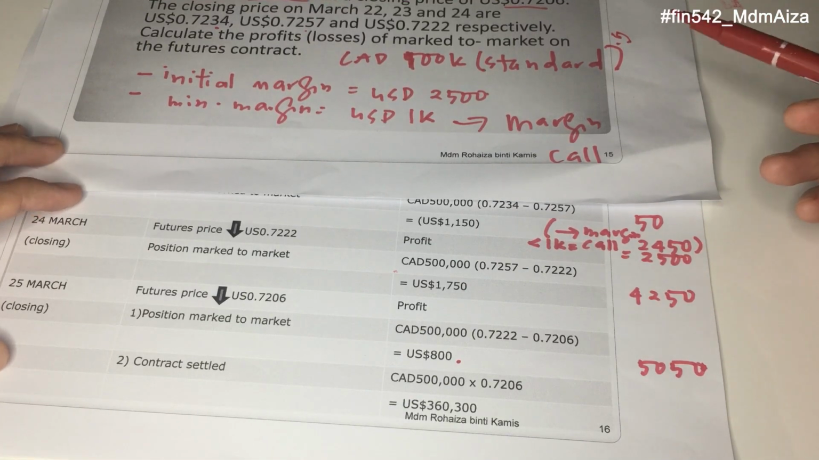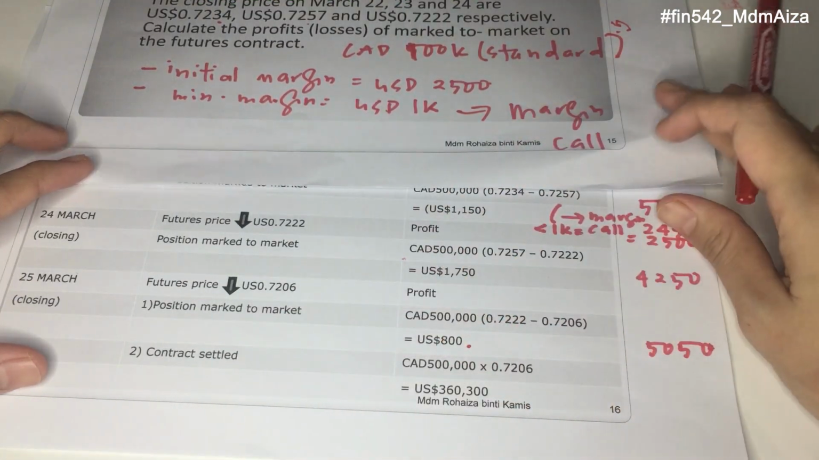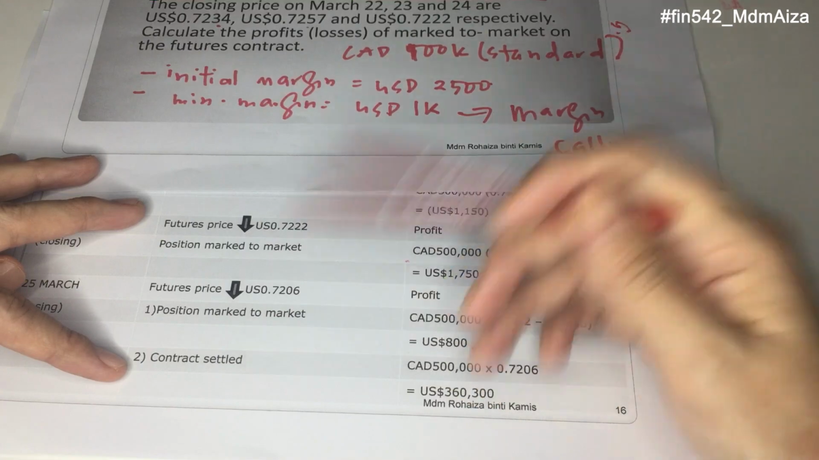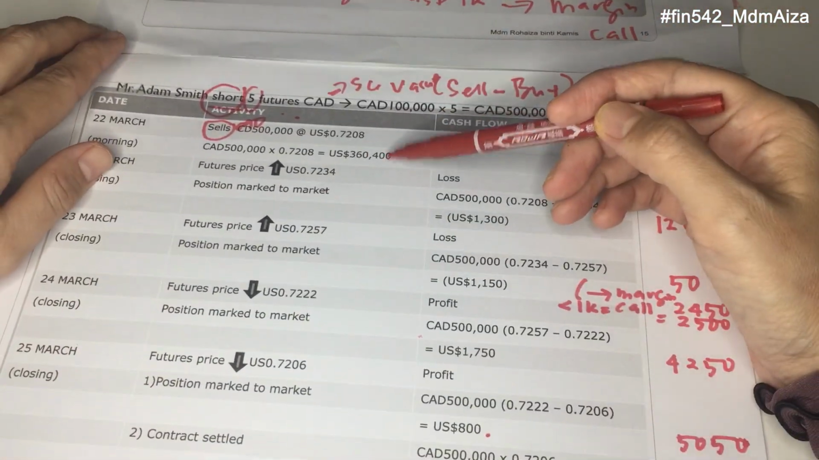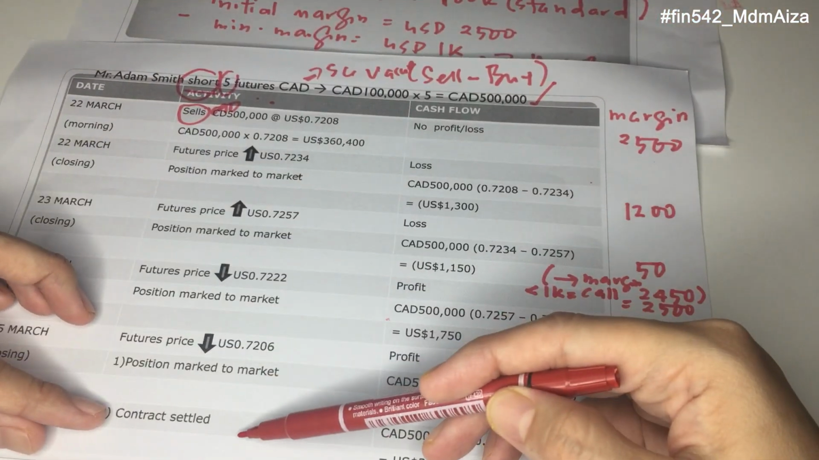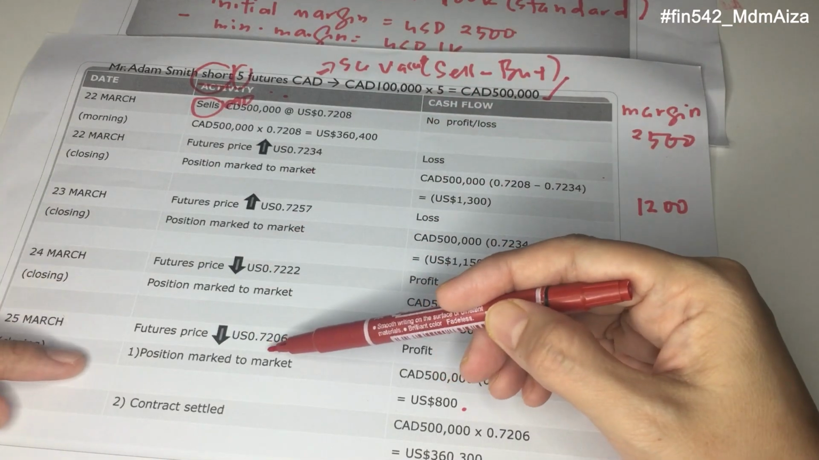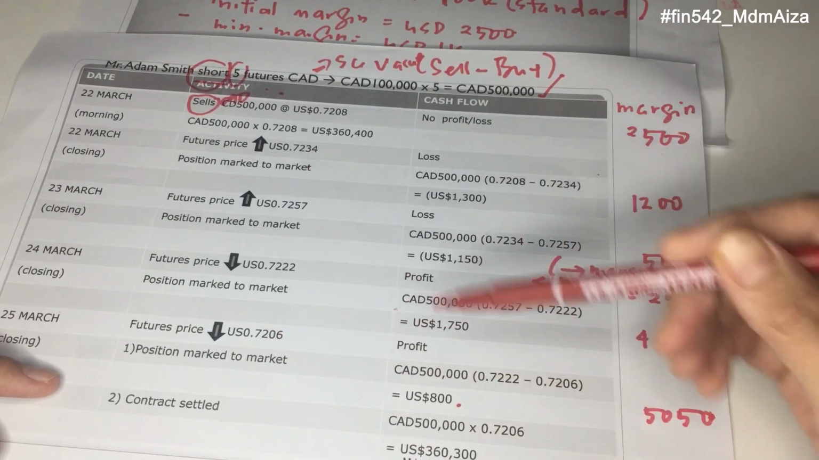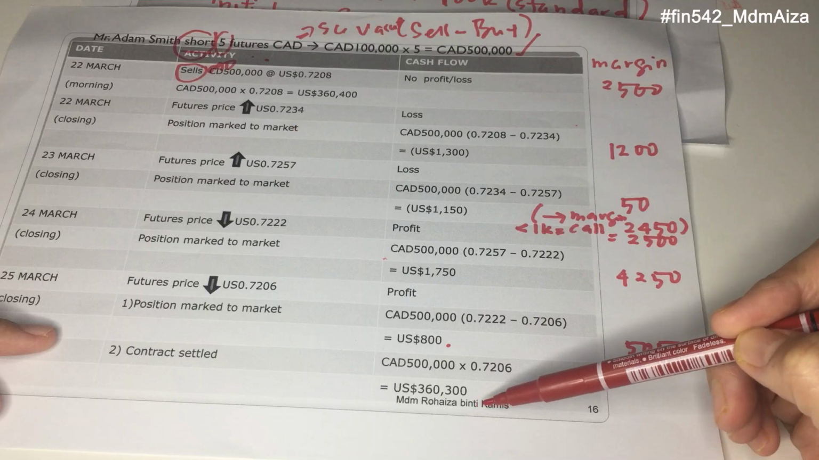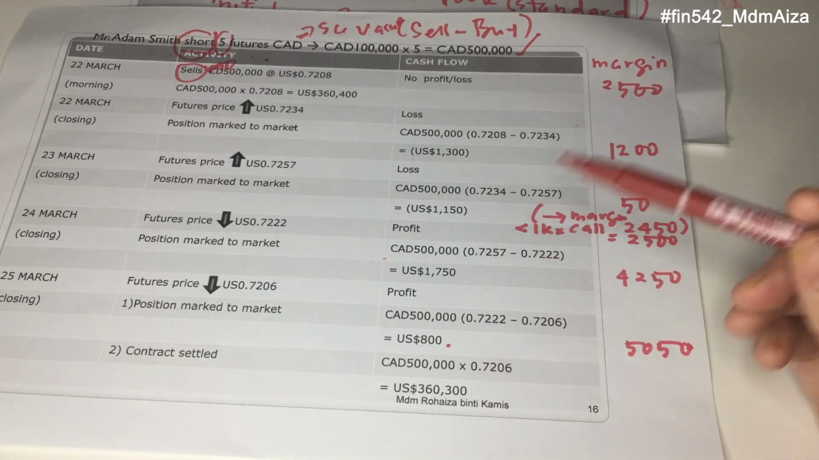So the last part you need to calculate is on the settlement day. The two things you need to calculate: one is the position mark to market, which is the cash flow, and another one is the contract settle. Just like at the beginning of the contract, where we write out the opening contract, on the last day we need to calculate the contract settle. To calculate the contract settle, you take the CAD 500,000 times the closing price on the last day, 0.7206. That's why you will get USD 360,300.